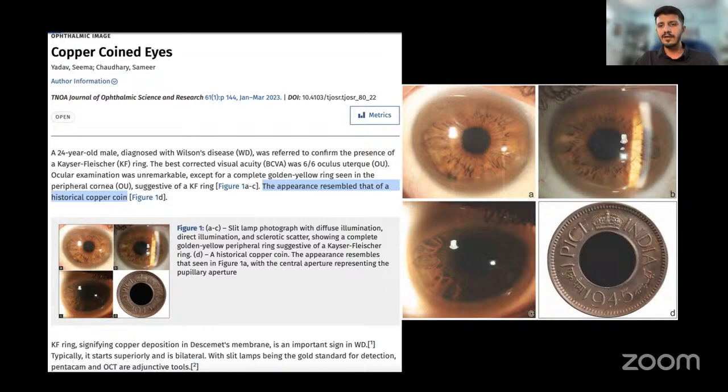It's very well reported. So to make it interesting, what I did was I compared this particular image with a historical Indian copper coin. There was a central aperture which I colored black so that it resembles the pupil, and the rim of the coin signified the iris or the KF ring. Since this was made of copper, and there is copper overload in Wilson's disease, this made even more sense. So I titled it Copper Coin Dies, and it got published in TNOA JOSR as an ophthalmic image.